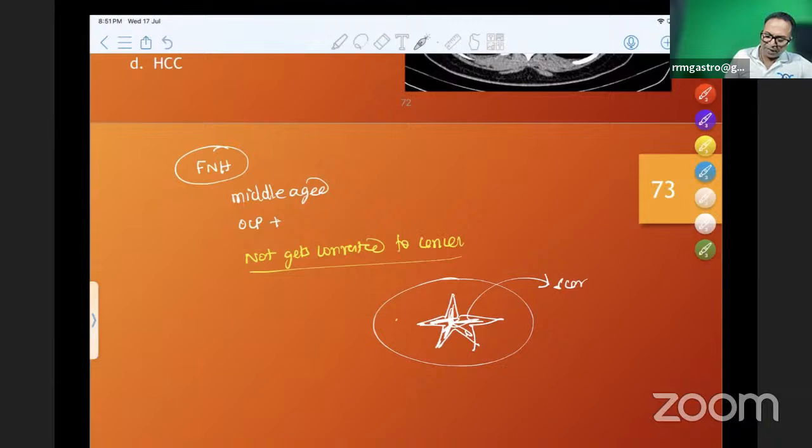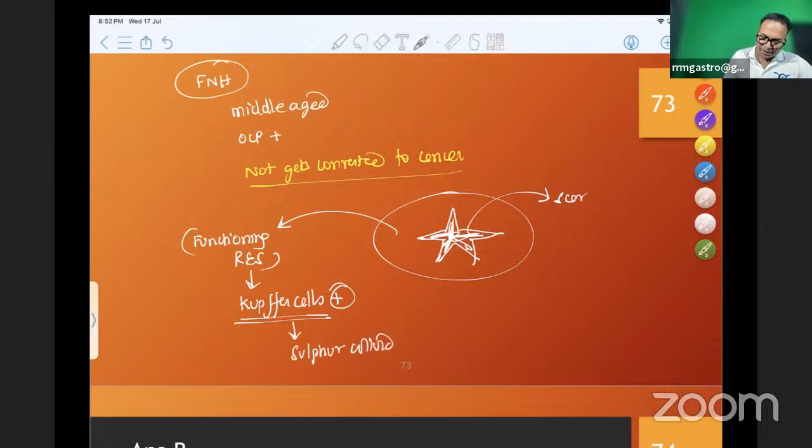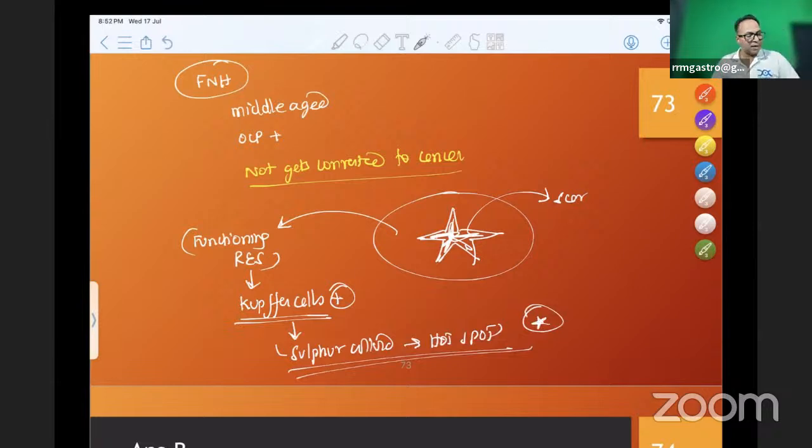FNH has one important finding. FNH is the only tumor in the liver having functioning reticuloendothelial cells. The only tumor in the liver having functioning reticuloendothelial cells, called Kupffer cells, which are normal in these cases. Therefore, this can be detected with the help of a sulfur colloid scan. FNH appears as a hot spot in a sulfur colloid scan. Don't forget this. Very good. That is a central stellate scar. You should never forget it for your exam.